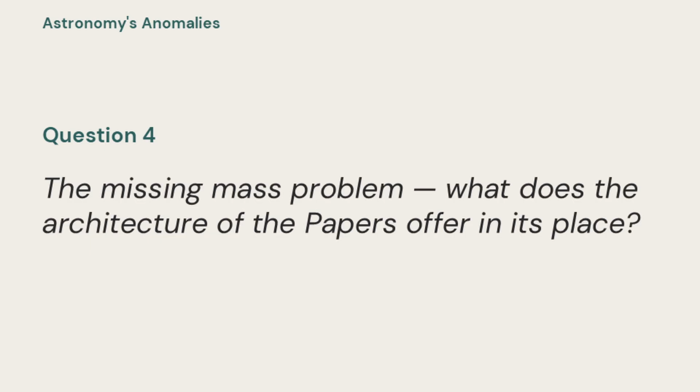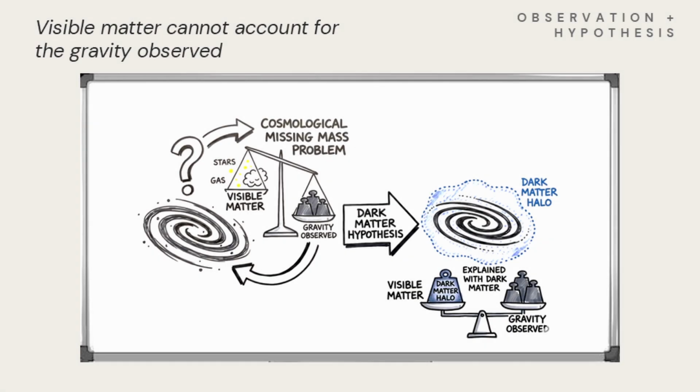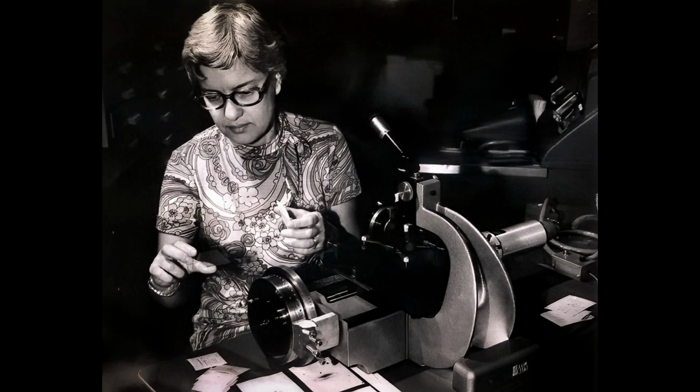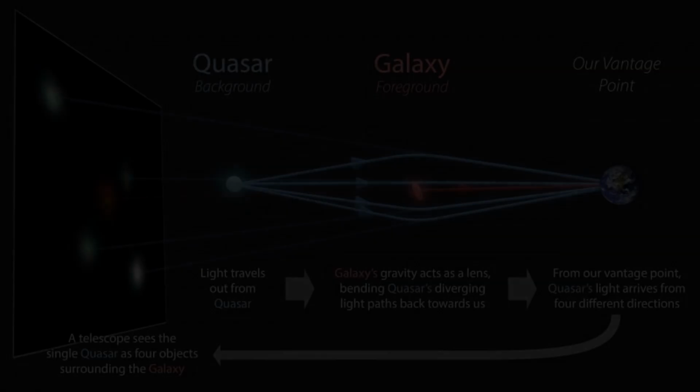Question 4. The missing mass problem. What does the architecture of the papers offer in its place? Galaxy rotation curves measure how fast stars and gas orbit the center of a galaxy, as a function of distance from that center. Vera Rubin and Kent Ford's observations in the 1970s and 1980s established that stars in the outer regions of spiral galaxies orbit at velocities that remain flat, roughly constant, far beyond where the visible mass of the galaxy would predict a decline.